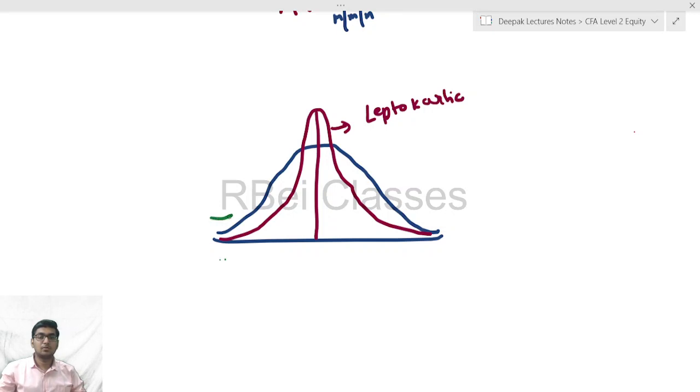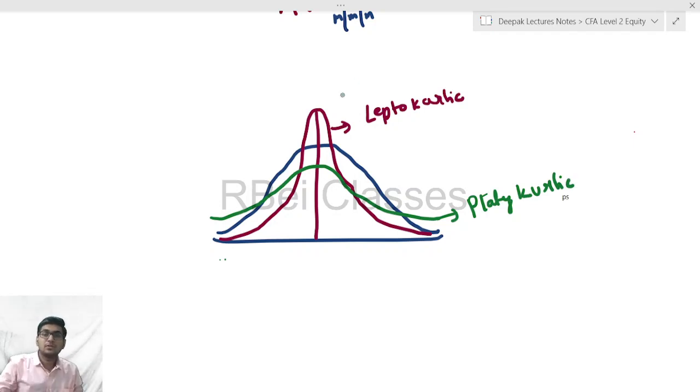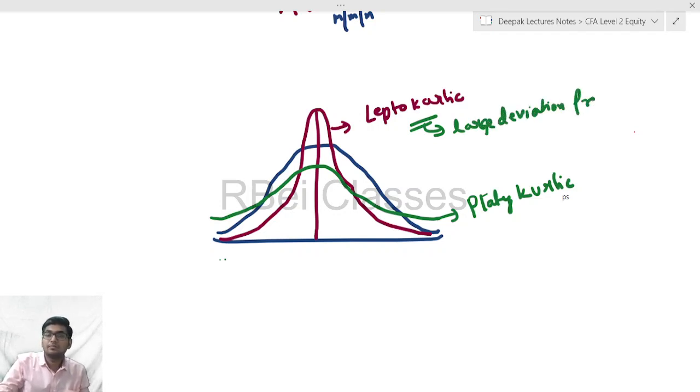And there is another one, that is platykurtic, that is more towards the tail, very heavy tails, and very less in the between side, clear? This one is platykurtic, write down, platykurtic distribution, clear? So this one is known for the large deviation from the mean.